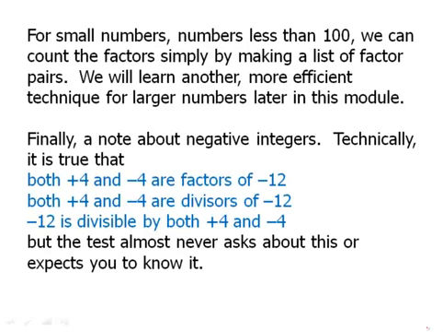Finally, a note about negative integers. Technically, it is true that both -4 and +4 are factors of -12. Both -4 and +4 are divisors of -12, and -12 is divisible by +4 and -4. So all that technically is true, but the test almost never asks about this or expects you to know it. So just keep it in the back of your mind. It could possibly show up maybe a 1/100th of 1% chance on a really, really hard question, but it's unlikely to show up at all.